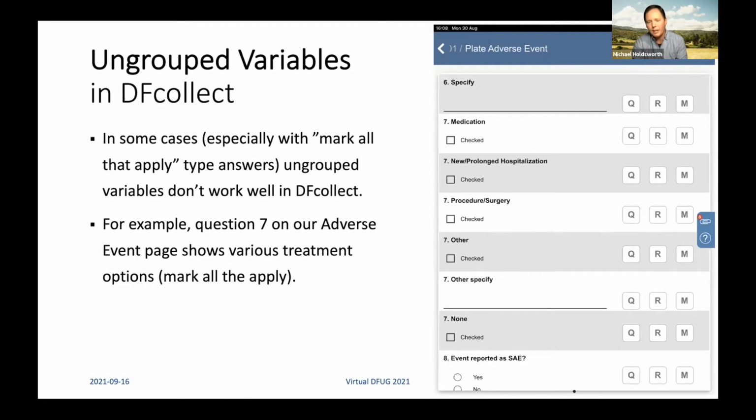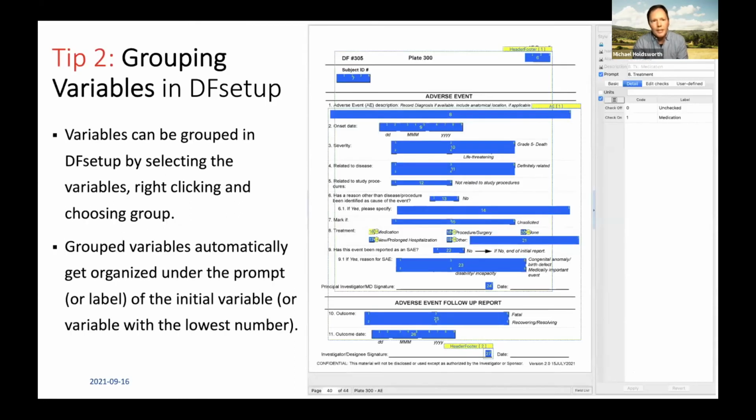automatically translates here. So what we did in this case is we went into DFsetup and we took those treatment variables. You can see those treatment variables: medication, procedure, surgery, none, new, prolonged hospitalization, and other, and we grouped them under one heading. There we go. We grouped these various treatment variables under one prompt heading, which is called treatment.